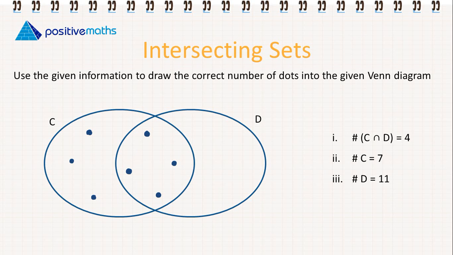Now we're asked for the cardinal number of D. We're told the cardinal number of D is 11. We already have 4 in that circle for D. So that means we need to draw another 7 dots in here.